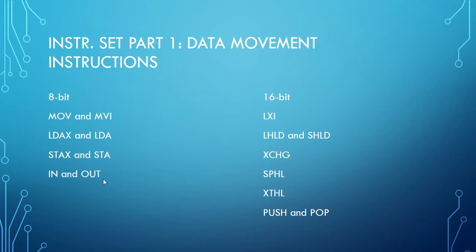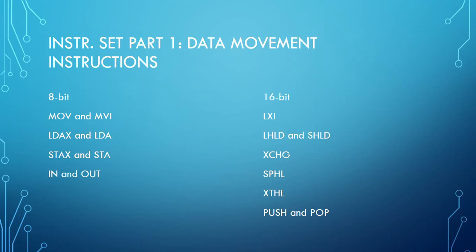IN and OUT communicate with input-output devices. For now, that won't be that important, but later on, as we create some basic interfacing programs, these will be necessary. Actually, they take one direct operand, which specifies the address of the port, and the accumulator goes out to that port. Okay, so now 16-bit data movement.